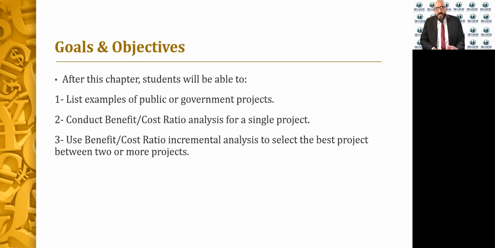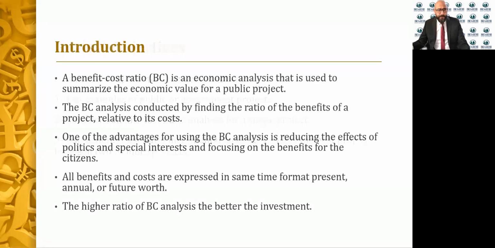After finishing this chapter, you will be able to list examples of public projects or government projects. You will be able to conduct a BC ratio for one single project or multiple projects. Like if we have two or more projects, we will be able to conduct the BC ratio analysis. Of course, another goal for this chapter is to be able to use Excel to conduct these BC ratio analyses. One thing that I should mention is that when we have two or more projects and we need to do the BC ratio analysis, we use an incremental analysis to select the best project, which is a topic that we discussed in the previous chapter. However, we're going to talk about it again in this chapter.